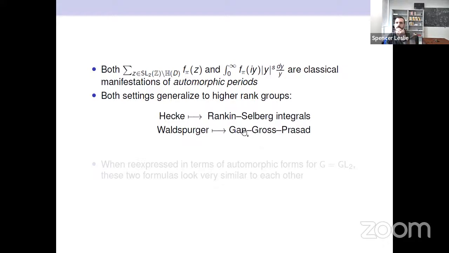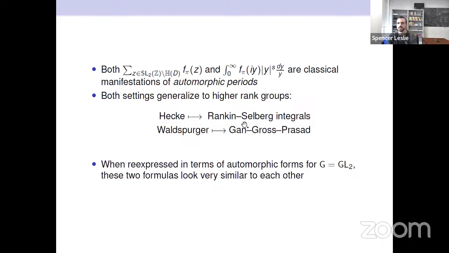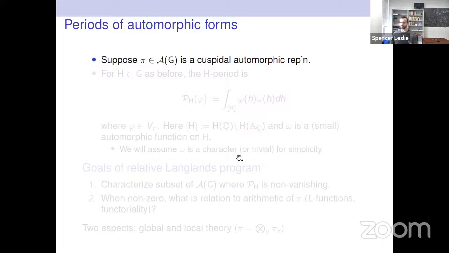But one of the reasons why I want to highlight these is that when we re-express these two formulas, a priori very different looking objects, this integral over the imaginary axis and this sum over these discrete points, if we express this in terms of automorphic forms on GL2, they end up being very similar to each other. Okay, so let me go ahead and do that.